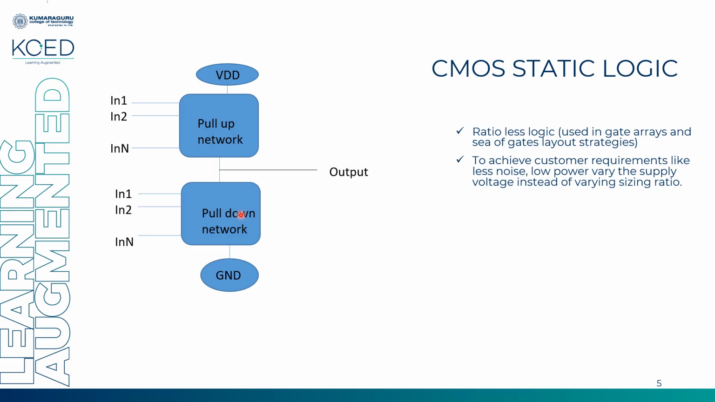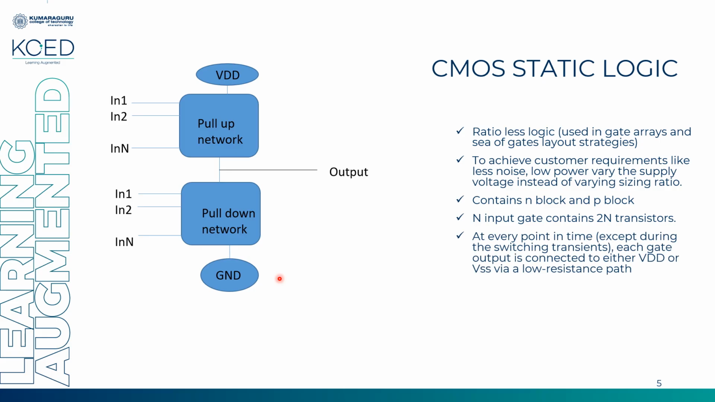So here I have mentioned that supply voltage scaling is one such possible way. Okay, and it has an n block and p block. So p block is pull up and n block is pull down network. Okay, so if your input is n, you have 2n number of transistors. That means if your input is 2, you have 4 transistors. If your input is 4, you have 8 transistors.